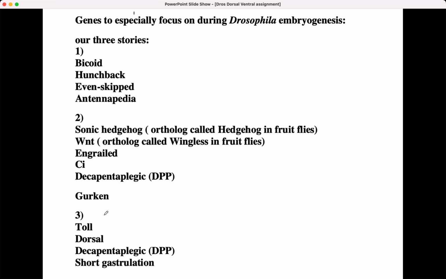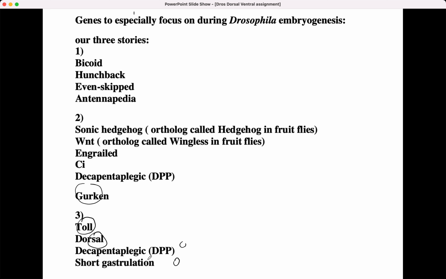We just want to point out here, all right, so we learned about gherkin, toll, the receptor, dorsal, the transcription factor that activates ventral fates. And, of course, there's pipe and there's cactus. But on this I tried to just put the minimum, most important ones. So we still need to talk about DPP and short gastrulation. People don't usually say Decapentaplegic all the way out, they just go DPP. So that's what I'll call it.